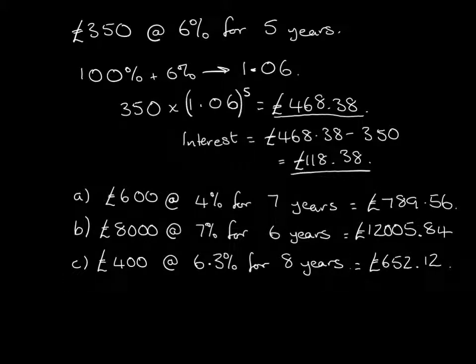Here are the answers on the right hand side. Now, if you were slightly stuck on question part C, this 6.3%, you're still adding it to 100%, so it's 100 plus 6.3, that gives you 1.063. Okay? That is your multiplier, so you'll do 400, which is the amount, times 1.063 to the power 8.